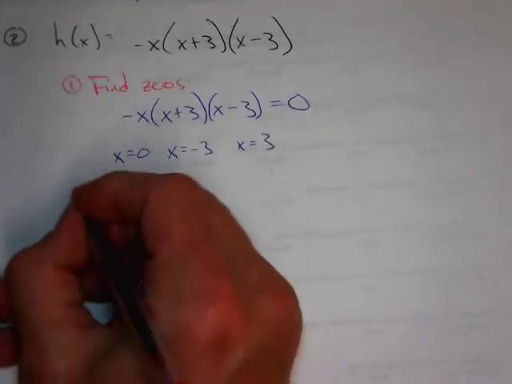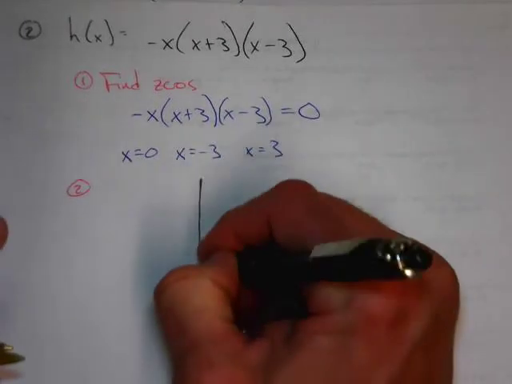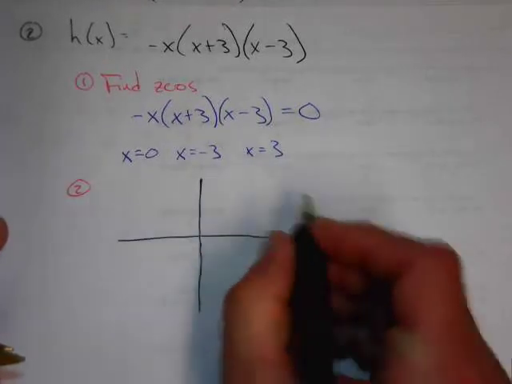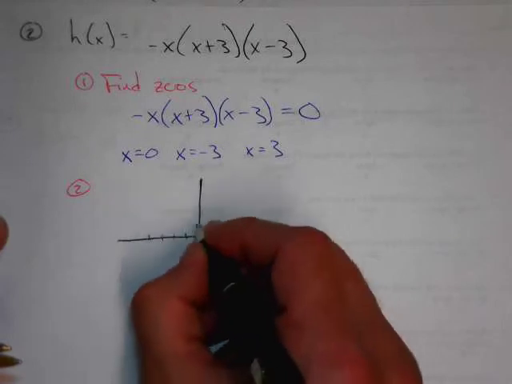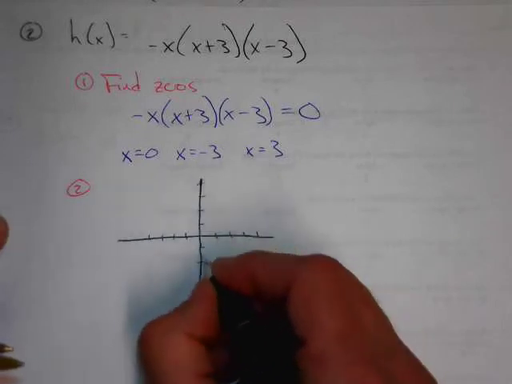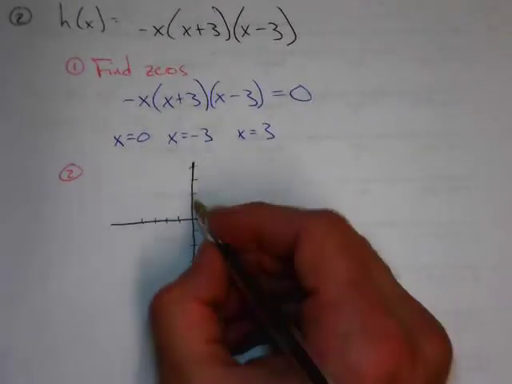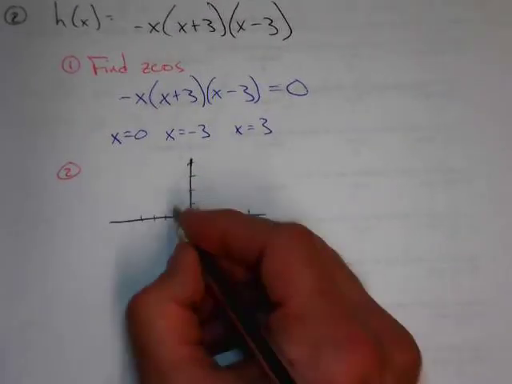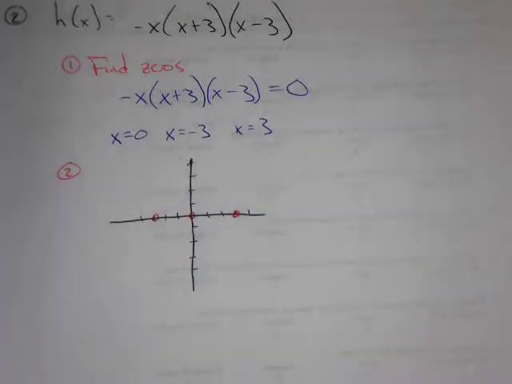Step number 2, we're going to graph our zeros. Sketch your graph. We know we have to go out at least 3 tick marks in each direction, and we'll just put our x-intercepts down. So lay those x-intercepts down. We got x is 0, x is −3, +3. All right, so we have now graphed our zeros.